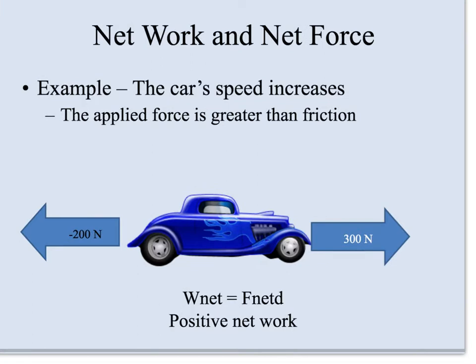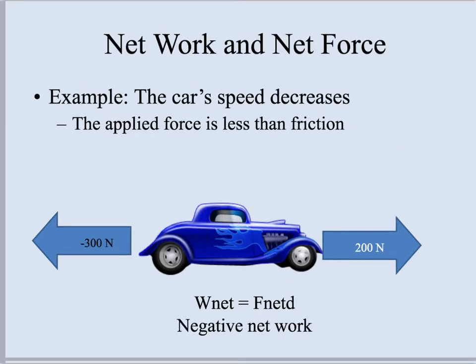Now here we have a situation where the engine's putting out 300 newtons of force and friction is only putting out negative 200. Well, if that's the case, what would be the net work done? If you have 300 going one way and you have 200 going the other way, that means the net force on the car would be 100 newtons. Now, since the net force is 100, we would have a value for net work other than zero. We would plug in 100 right here, and whatever the displacement of the car was, we'd multiply that, and that would give us our net work. So we'd have positive net work here because the object's speeding up, right? We talked about that earlier.